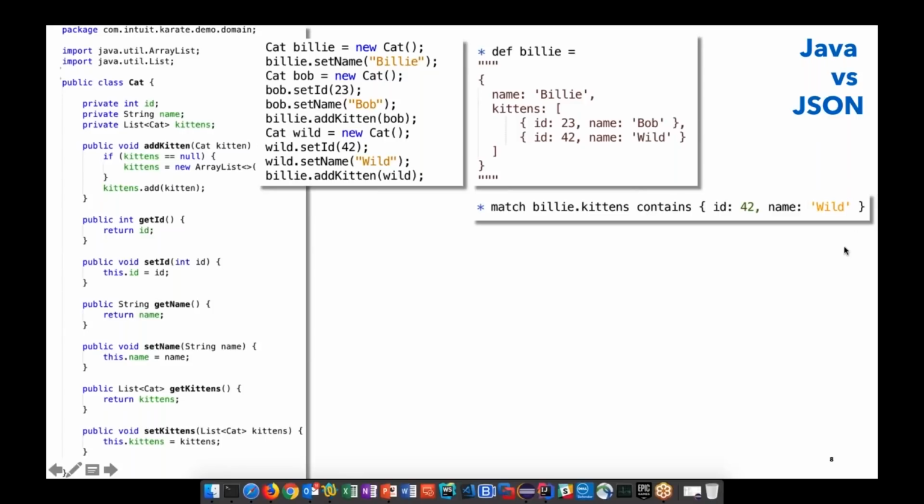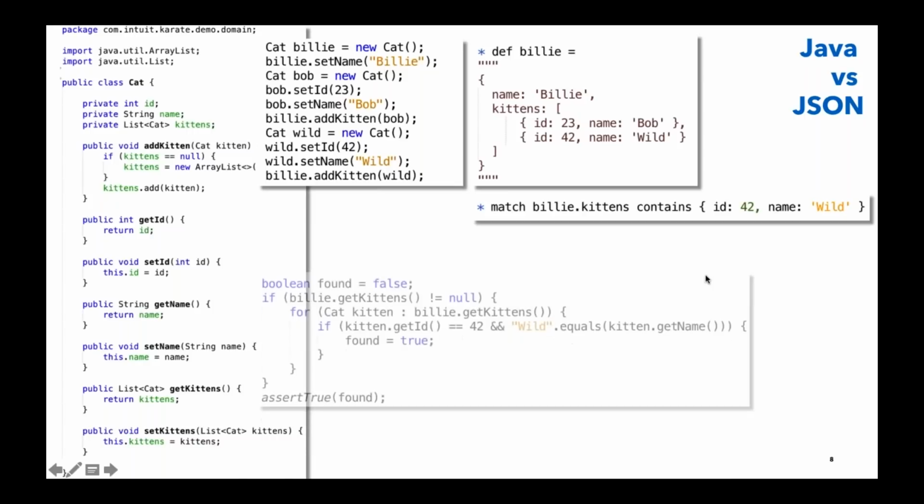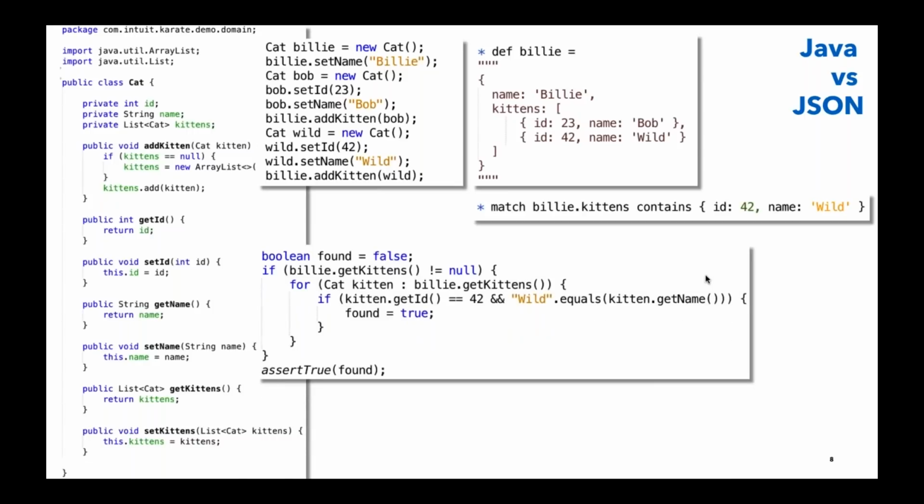Now, what I've built on the slide is actually a legitimate, valid line of Karate. This is a Karate assertion, and you can see the match keyword is something that you need to get familiar with if you use a lot of Karate. And it's doing something that's quite difficult to do in Java. When I show you the equivalent Java code, the reason this is complex is because you're searching within an array, which is kittens, you see in the JSON. And the kittens is actually made up of other complex objects, which are themselves cat objects. I'm using cat as a domain model here.